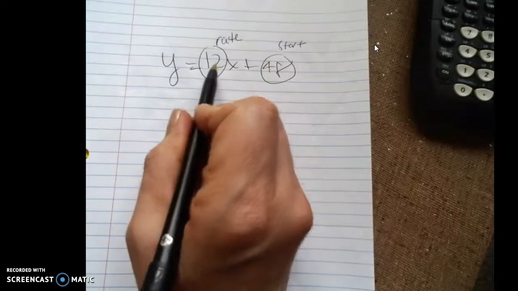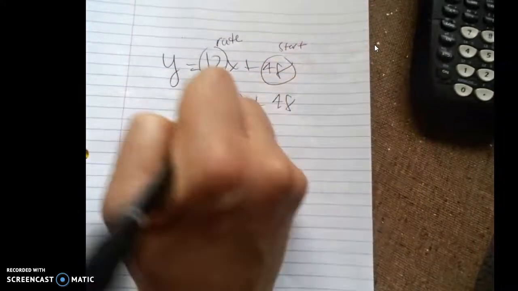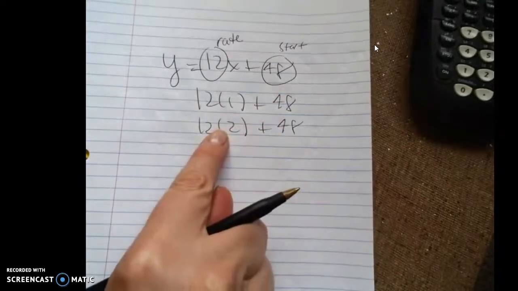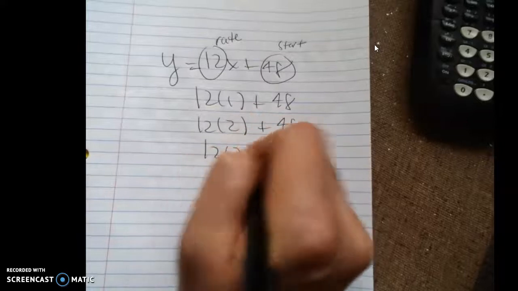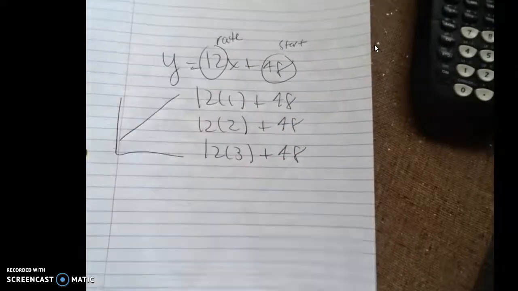So if you study 1 hour, you're going to gain 12%, right? 12 times 1 plus 48. If you study 2 hours, you're going to gain the base plus 24%. If you study 3 hours, 48 plus 36. And again, these are linear. They're not exponential, meaning they kind of go straight up.